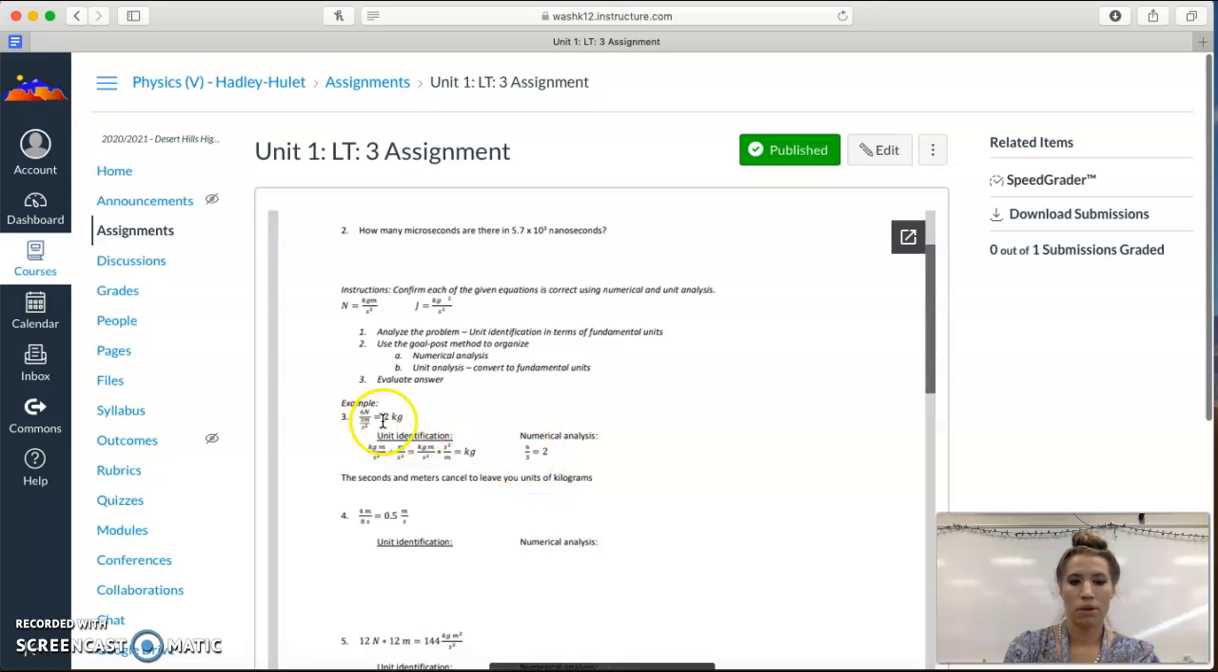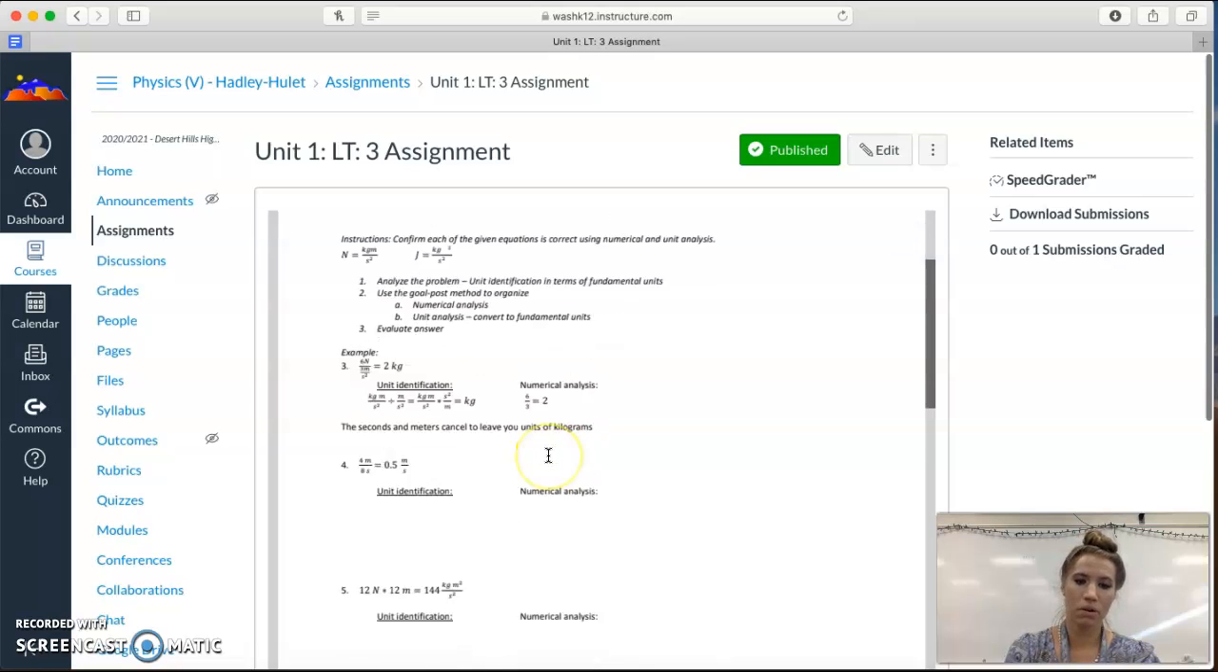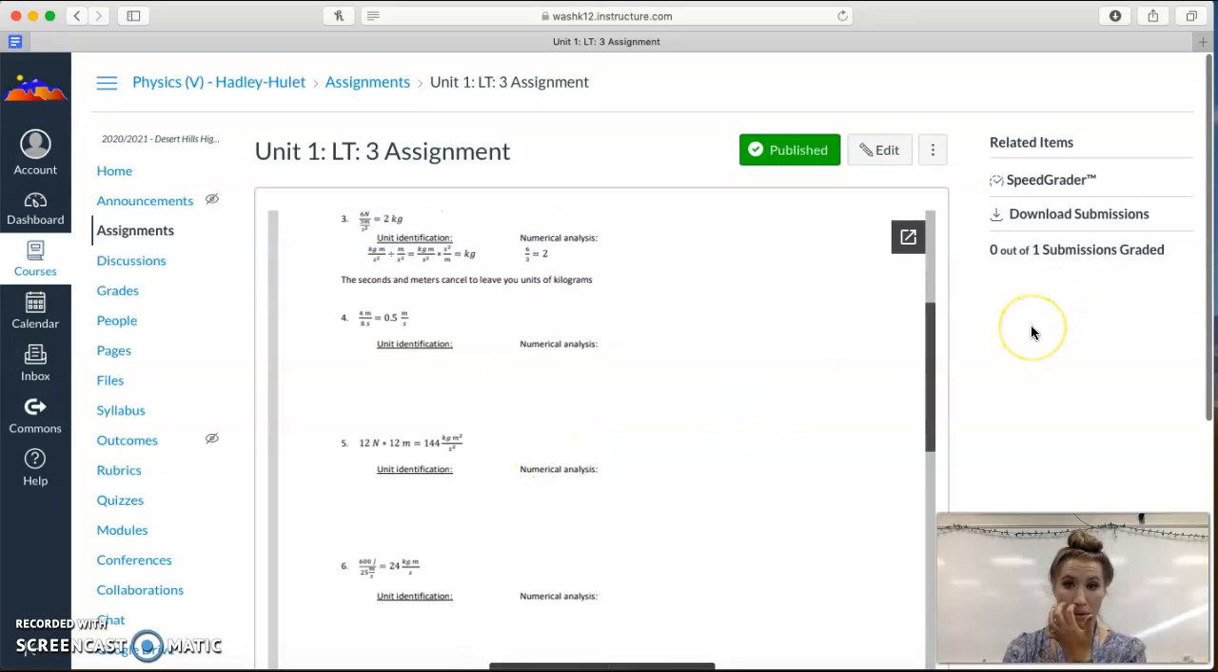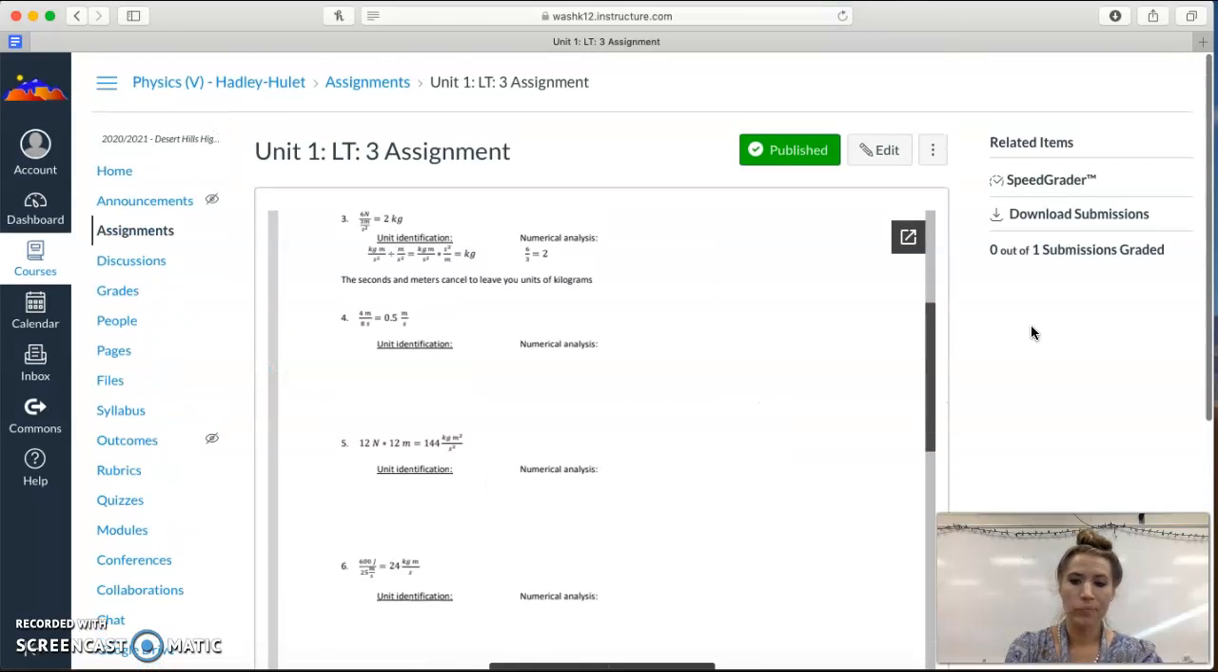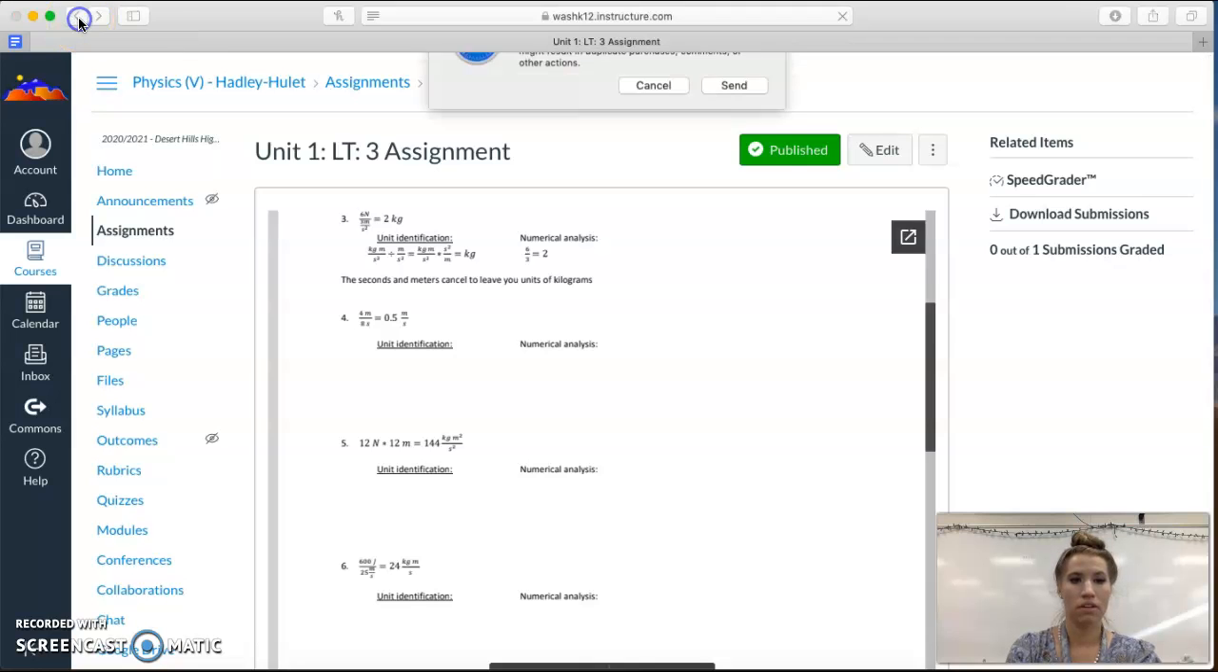Like what you're doing is you're saying, if I take 6 newtons and I divide it by 3 meters per second squared, I end up with 2 kilograms. And you're proving that that is true through looking at the units and then you looking at the numerical side of it. Okay. Make sure you show me all your work on this. If you don't show me your work, then you don't get credit. All right. Now, this is day 3.